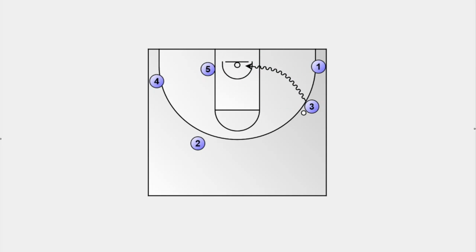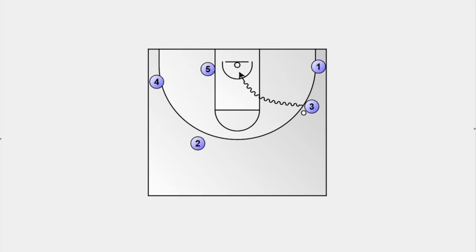When there's a baseline drive and no easy score is possible, we want our post player to go to the dunker spot for an easy pass. The weak side wing cuts down to open up a potential kickout pass and the other two players move based on their defenders and create a good passing angle.